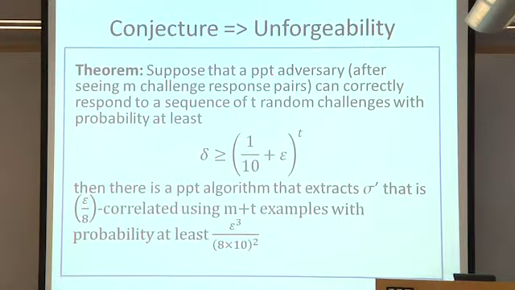So any probabilistic polynomial time algorithm that can forge passwords after seeing m challenge response pairs, we can transform this adversary into a probabilistic polynomial time algorithm that extracts a secret mapping sigma prime that is correlated with the user's secret mapping with reasonably high probability. So roughly this theorem says that forging passwords is equivalent to learning the user's secret mapping. So in the rest of the talk, we're just going to argue that it's hard for the adversary to approximately learn the user's secret mapping.